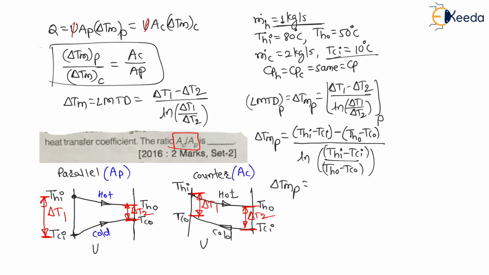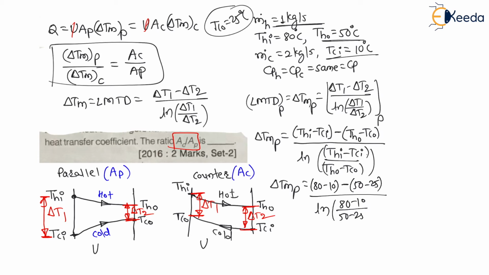Now Thi is 80, Tci is 10, right? Therefore it is 80 minus 10 minus Tho, which is 50, and Tco we have calculated as 25. Just now we have calculated Tco, which is 25 in both cases, right? Therefore it is 50 minus 25 whole divided by ln of 80 minus 10 divided by 50 minus 25. So let us solve this to find LMTD of parallel flow heat exchanger. So my dear students, if I find this LMTD of parallel flow heat exchanger, I will get 43.705 degrees Celsius.